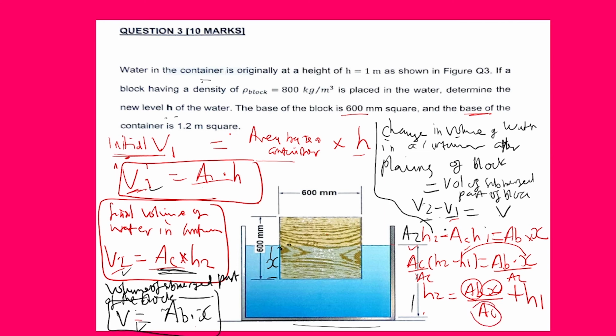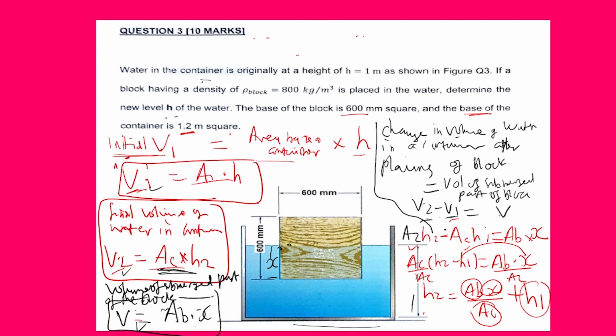Area of the container: we must change this to meters because this is 1.2 meters. So I must say 1.2 times 1.2. You understand what I'm saying? And this is going to give you the area of the base. Now height H1 is 1 meter, which you can change to millimeters, so it's going to be 1000. Let me plug it in for you so you can see.